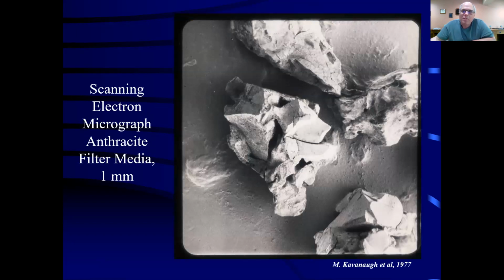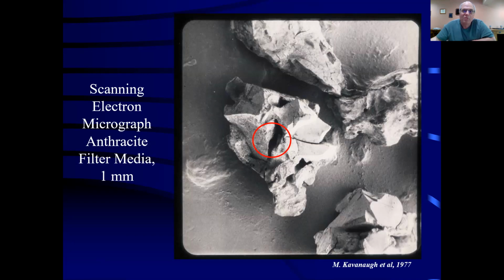Notice how angular they are compared to the sand. The bad news is the anthracite is softer than the sand, but it's more angular. It's more apt to trap particles, and that's a good thing, so we can afford to make it bigger. That's nice. Notice those nooks and crannies you see in there. Very good for trapping microscopic particles.